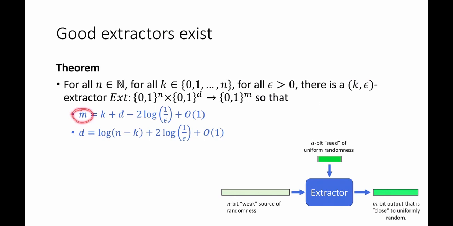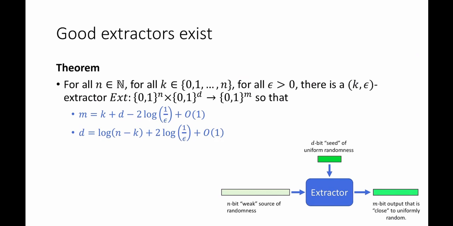M, the number of output bits, is equal to k plus d minus 2 log 1 over epsilon plus some constant. And d, the length of the seed, is equal to log of n minus k plus 2 log 1 over epsilon plus some constant. In particular, this basically gets exactly what we wanted.